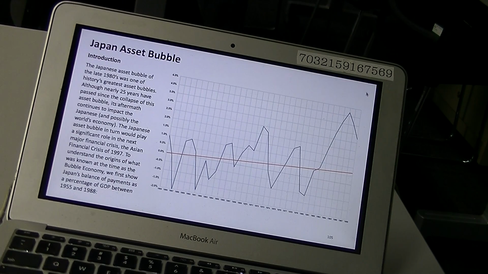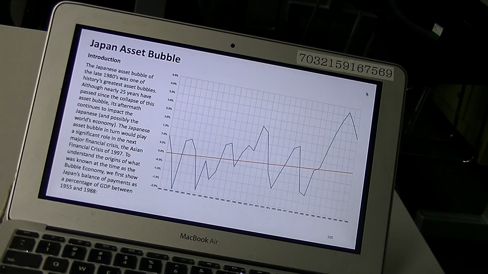So personally, the study is very important, but it also has global impact. So it's important to understand not just the economy of this country, but also it had a major impact on the world economies. It was one of the great asset bubbles of history. And now 25 years have passed since the collapse of the asset bubble, but it really continues to impact the Japanese economy, and I would argue it still impacts the global economy.